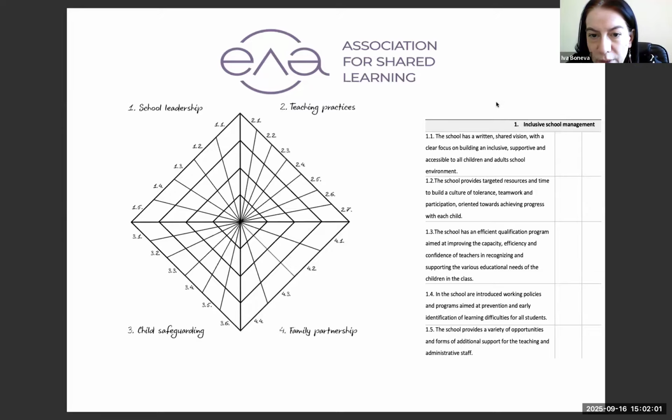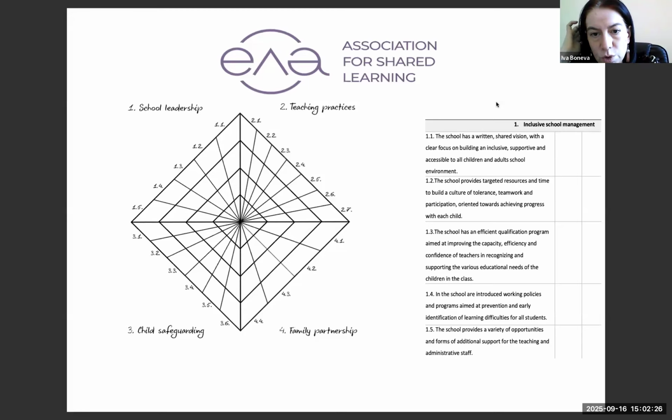So you can see here the example of indicators which define inclusive school management. And then you read the indicator, and as a group or individually, you decide, viewing this spider web, like this is indicator 1.1, is it fully achieved? Is it not achieved? Then you leave it blank. Or is it partially achieved? So like where you are.